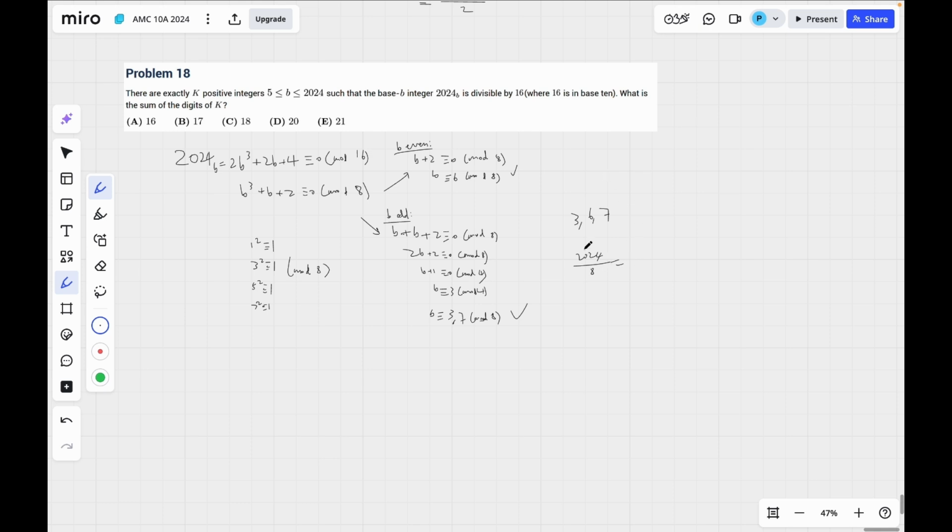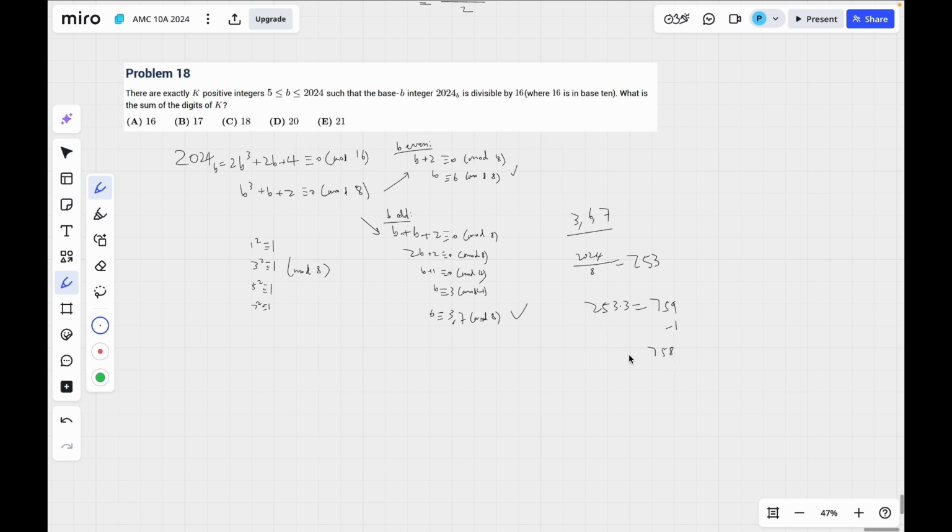So if we do some quick math here, you get 253 cycles. And so since there are 3 of each in each cycle, we get 253 times 3 equals 759. However, b starts at 5 because there's a digit 4, which implies that b is greater than or equal to 5. So we have to remove 1 for the 3 we counted in the first cycle, where b equals 3. So we remove 1, and we get 758.